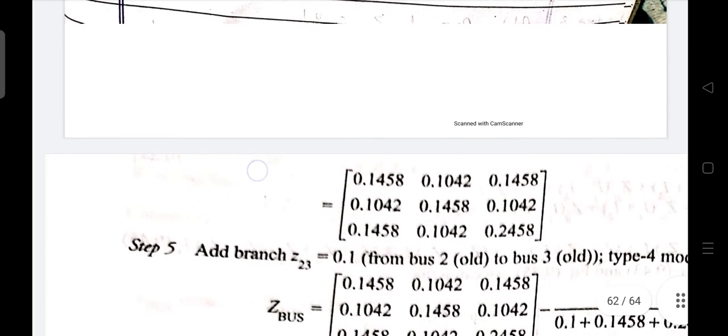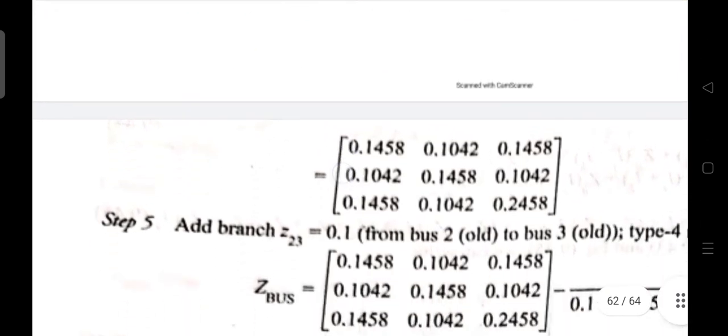Okay, so we will use the second row and second column and the equivalent impedance, and we'll subtract from our old impedance and we will get the impedance of this value. Now we are remaining with the last branch, fifth is Z23, meaning we are adding an impedance between old second and fourth bus. So type 4 modification.